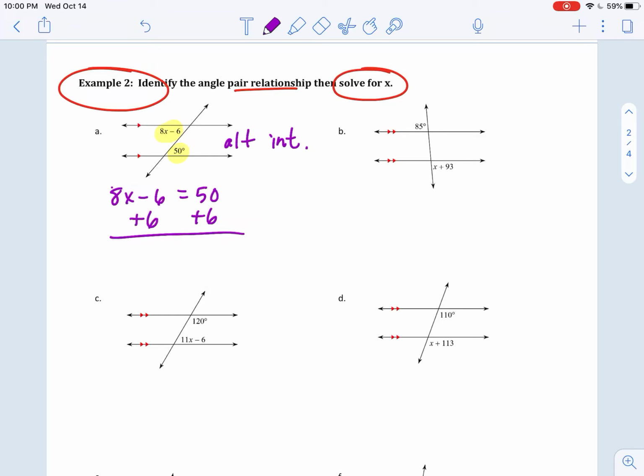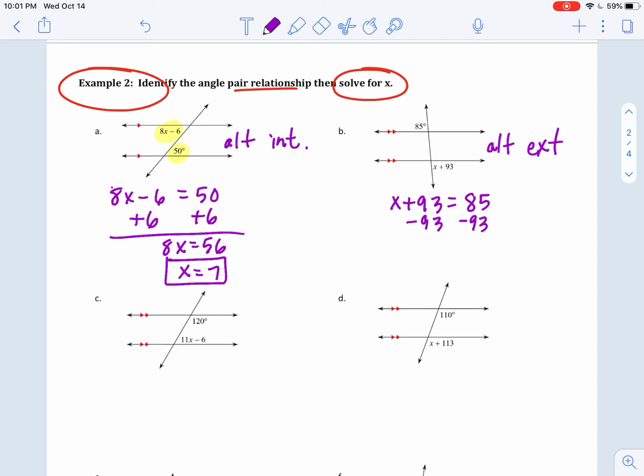To solve this, we would simply add 6 to both sides. We get 8x equals 56. We would divide by 8, and our x is equal to 7. That's all we're being asked to do, is to solve for x. In example 2B, those are alternate exterior angles, but those are also equal to each other. So we would set x plus 93 equal to the 85. We would subtract the 93 from both sides, and we would get x equals negative 8.